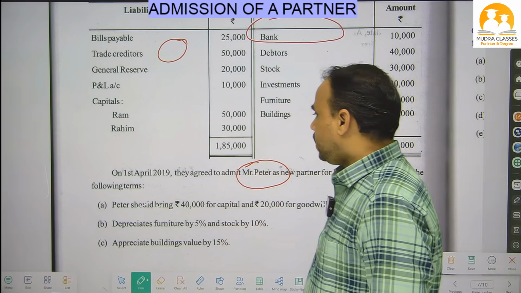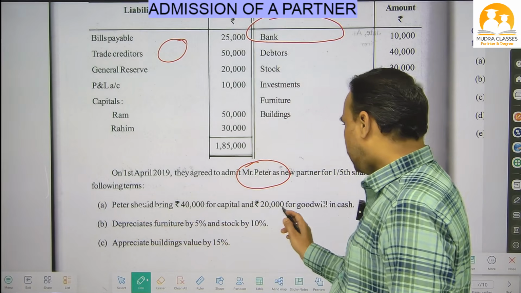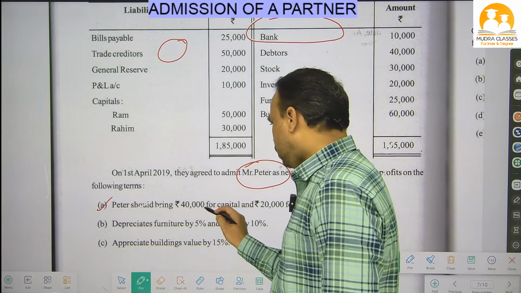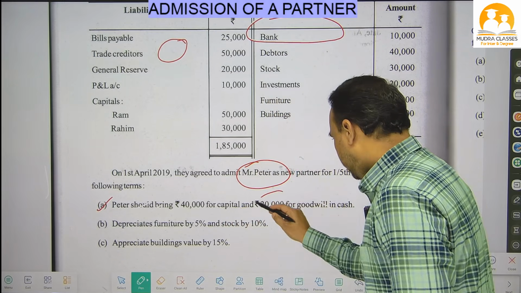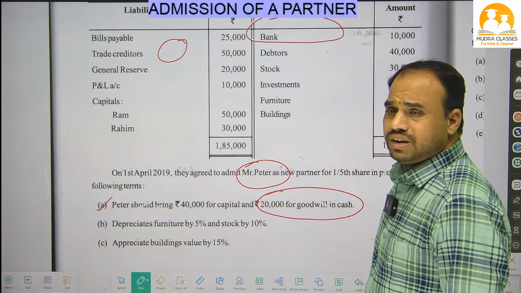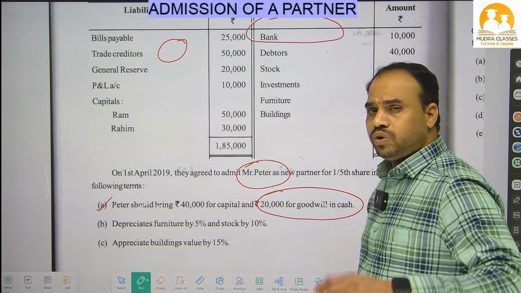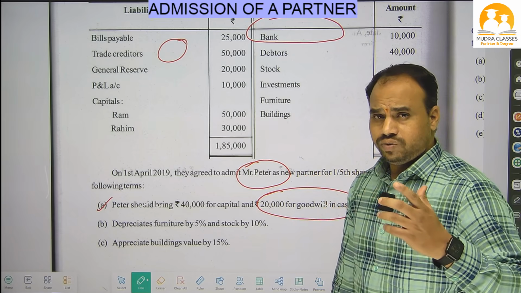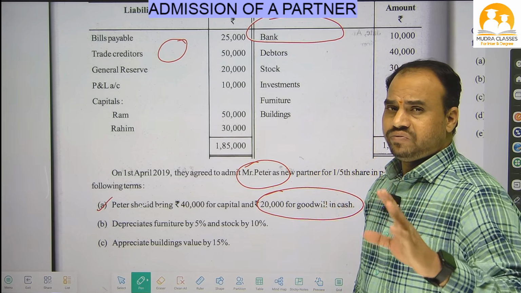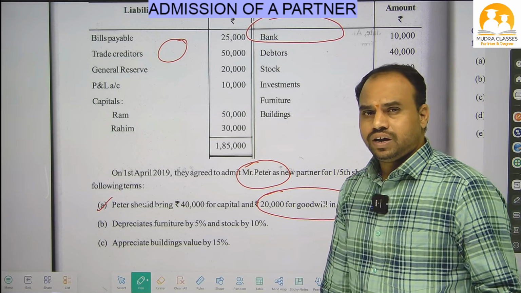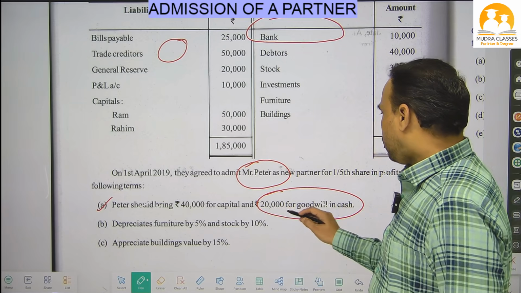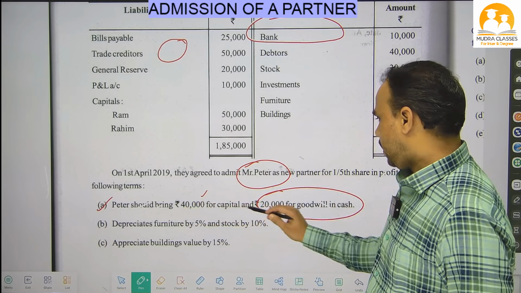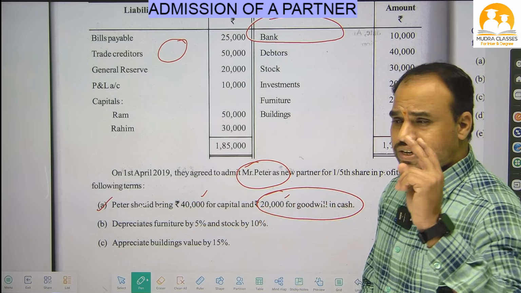Okay. So what is he bringing? Peter should bring 40,000 for capital and 20,000 for goodwill in cash. This is case number 1. Okay, so this is case number 2, beta. The new partner brought goodwill in cash or retained it in the business. How to recognize the goodwill treatment? We discussed in the previous video. If you want, you can listen one more time. So goodwill in cash is said. That means Peter is a new partner, so he is bringing 40,000 for capital and 20,000 for goodwill in cash. So this is case 2.